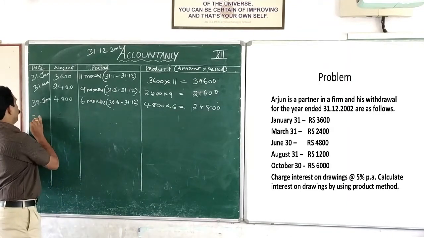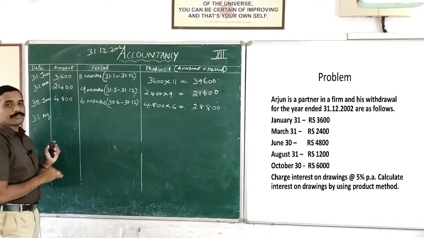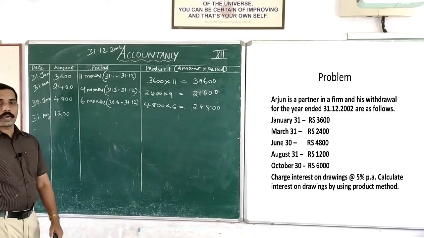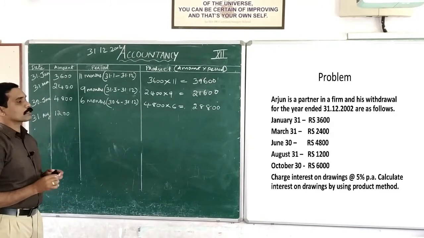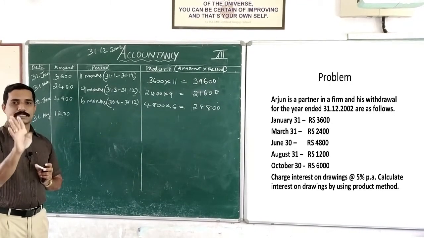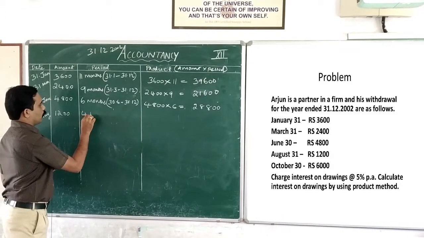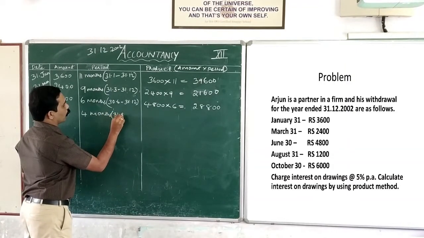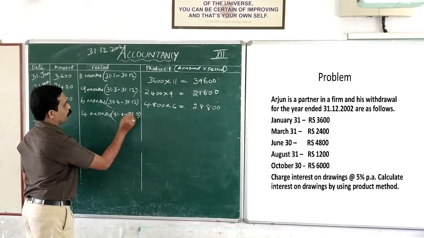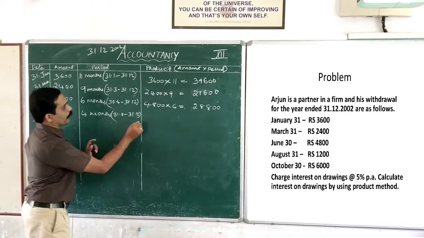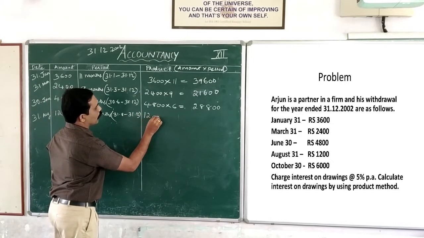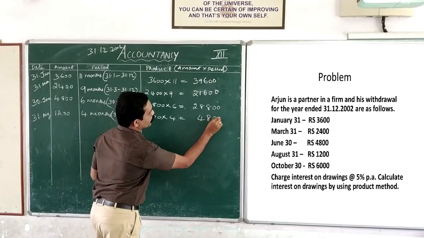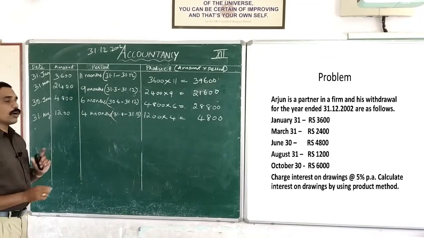And the next withdrawal date is 31st August. What is the withdrawal amount? That is 1200. So we want to calculate the period. So that means August, September, October, November, December. That is 4 months, 31st August to 31st December. So the product, 1200 into period 4 months, that is 4800.